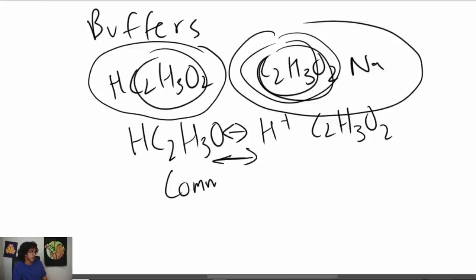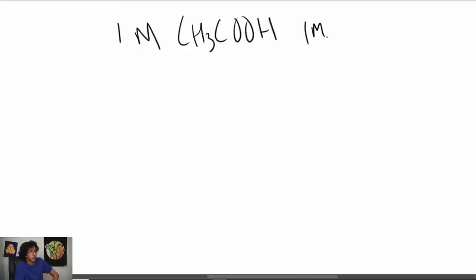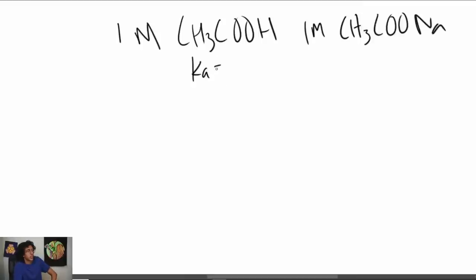Common ion effect. All that means is that when you add a common ion, it'll shift the equilibrium back this way, and that actually allows it to act as a buffer. So just an example of the common ion effect, let's just say we have 1 mole of CH3COOH and 1 mole of CH3COONa. Now essentially this has a Ka of 1.8 times 10 to the negative 5.